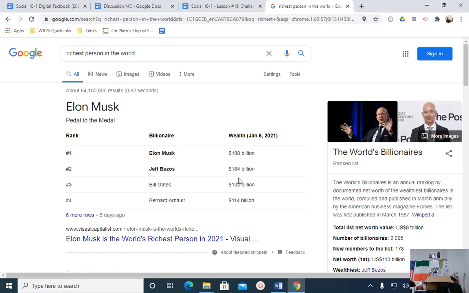So Elon Musk is worth almost $200 billion. And Jeff Bezos is worth $184 billion. Bill Gates is worth 132, and the reason why he's only worth 132 is he's given away already tens of billions of dollars to different charities. So in terms of economic power, we have and we have not. There's a disparity between them and us.